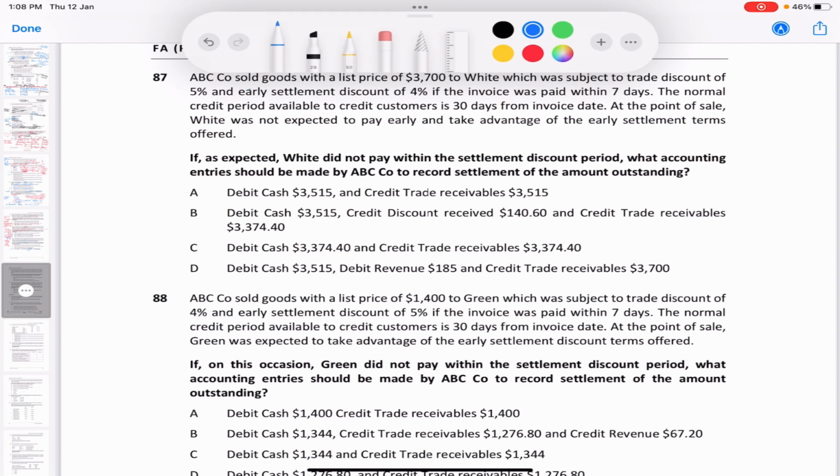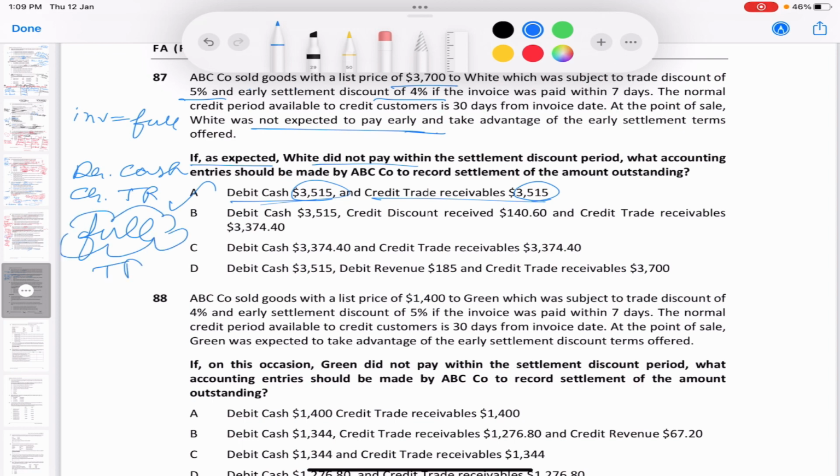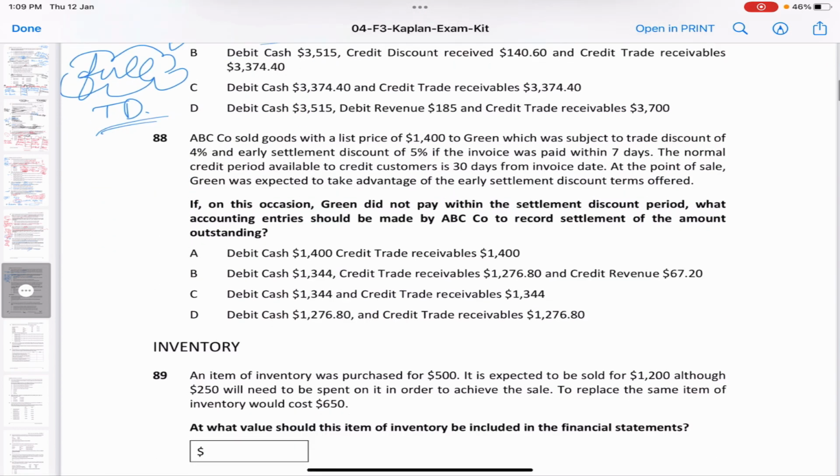ABC company sold goods with a list price of 3700, trade discount 5%, early settlement discount 4%. The normal credit period at the point of sale, White was not expected to pay early, which means my invoice will be of full amount. As expected, he did not pay, so my answer is just going to be debit cash, credit trade receivables with the full amount. What do I mean by full amount? The amount in which only the trade discount is deducted, and we are doing nothing with the early settlement discount.